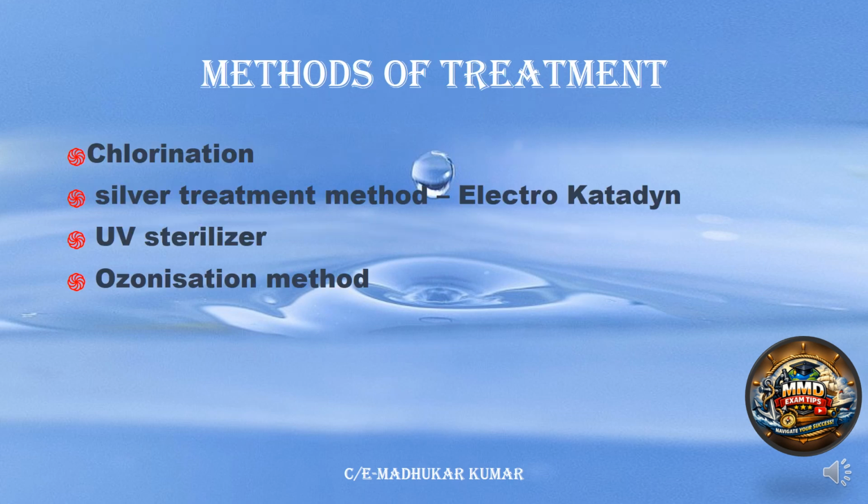What are the various methods? You can see here, chlorination is one of the methods. Silver treatment, that is your electrocatadyn method. UV sterilization and ozonization. So these are the methods.